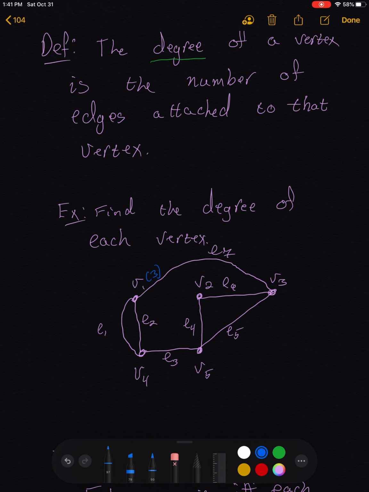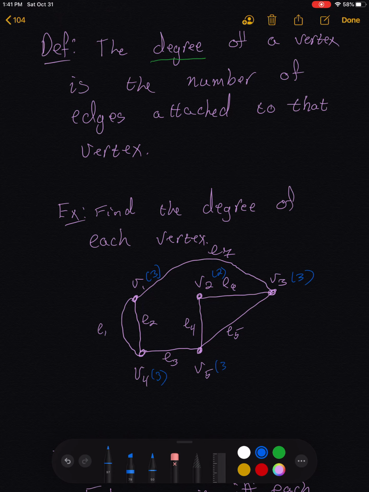Now, looking over at v2, notice that there are only 2 edges attached to v2, right? e4 and e6. So I would say that v2 has degree 2. And looking over at v3, I see e7, e6, and e5, so 3 different edges attached to that one. So v3 is degree 3. v5 has 1, 2, 3 edges attached to it, and v4 also has 1, 2, 3 edges attached to it. So v5 and v4 are both degree 3 as well.